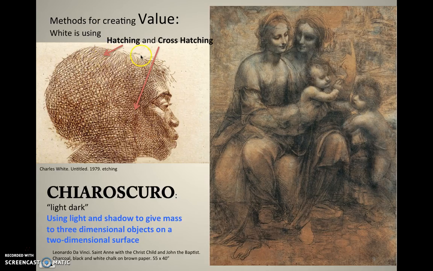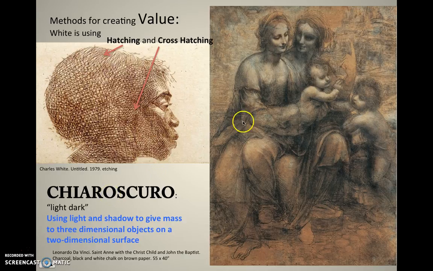There are many ways to create value in a work of art. Hatching and cross-hatching are techniques that artists use using lines, single lines for hatching, doubling the lines for cross-hatching. And when you use that network of lines, all of a sudden on this two-dimensional surface, you start to have a head that looks three-dimensional. And that's what chiaroscuro is all about. It's using light and shadow to give mass to objects on a two-dimensional surface.